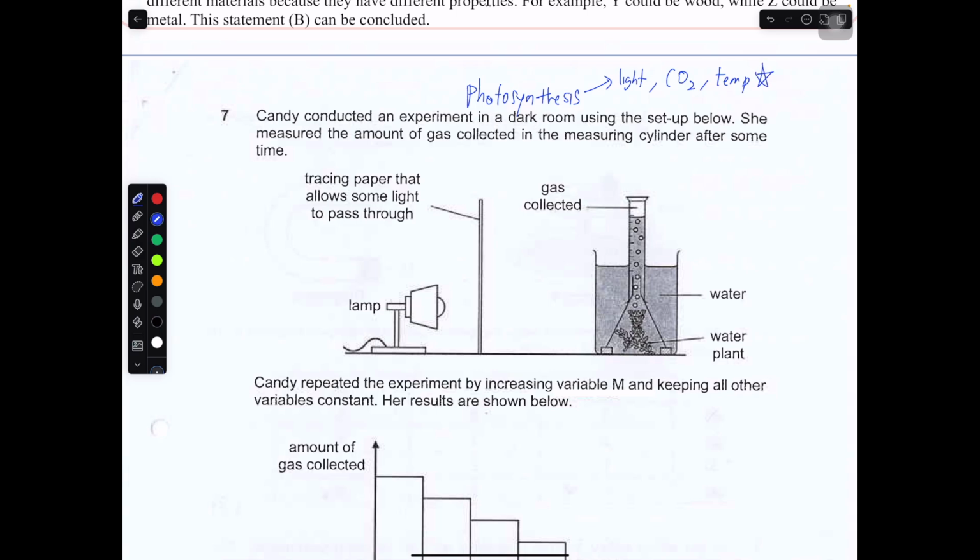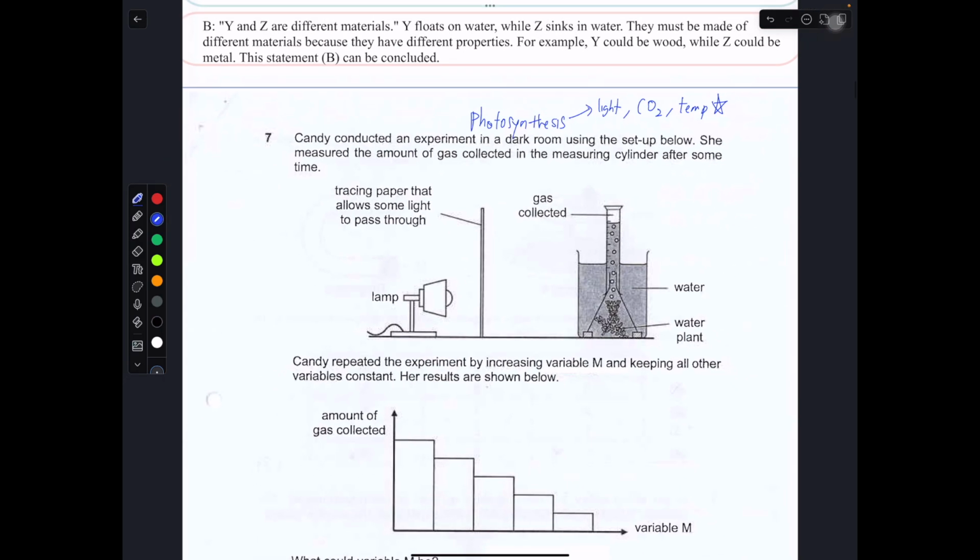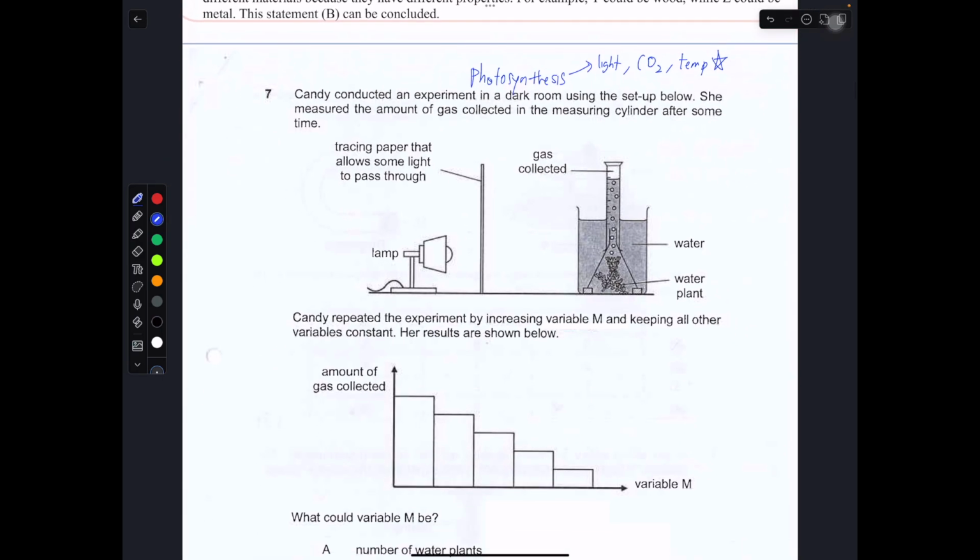Okay. So she conducted an experiment in a dark room using the setup below. She measured the amount of gas collected in the measuring cylinder after some time. So you take a look at this setup. Okay, you have a lamp. This is your light source. So the light will hit the water plant. The water plant will photosynthesize, and some gas will be collected. This gas that will be collected, we will normally assume to be oxygen, because we will take it that it is a photosynthesis process.